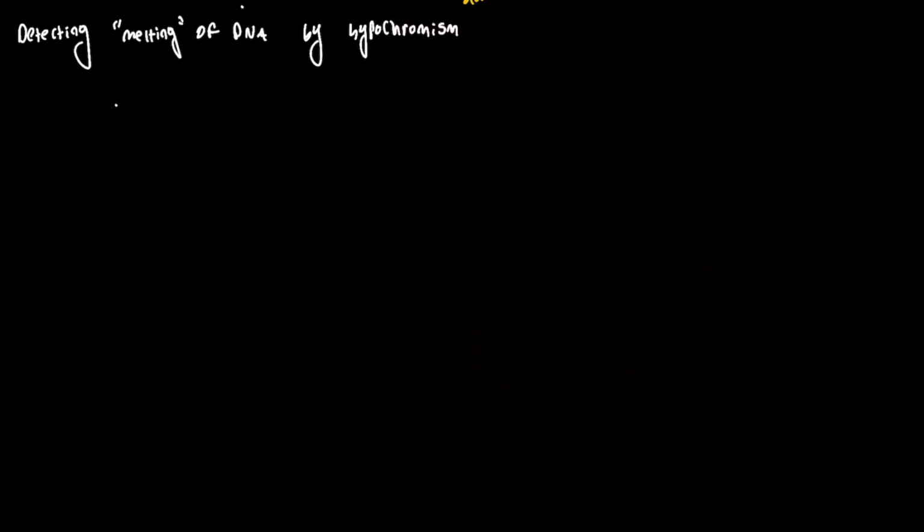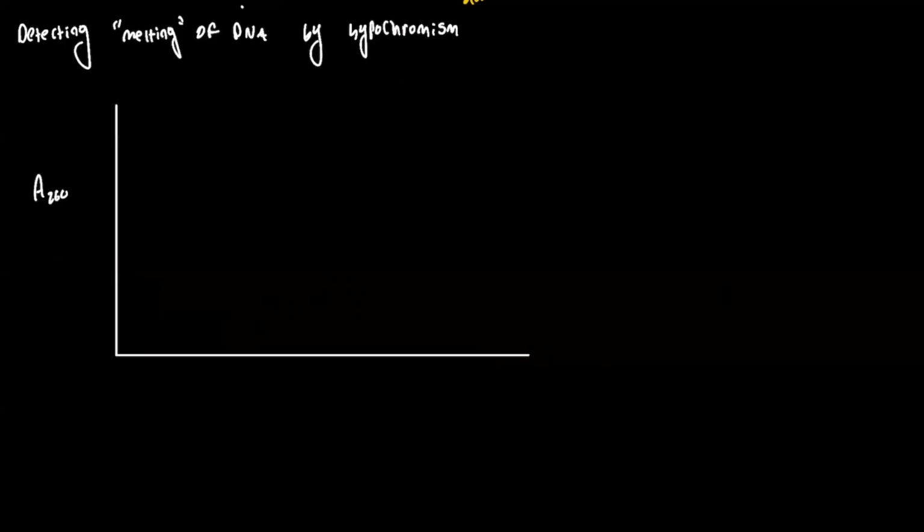Now, what you would see on a normal absorbance graph, where we're at absorbance of 260, and there's just temperature on the x-axis, is something that looks like this, where it kind of looks like a titration curve. And this Tm is where the strands start to split apart.